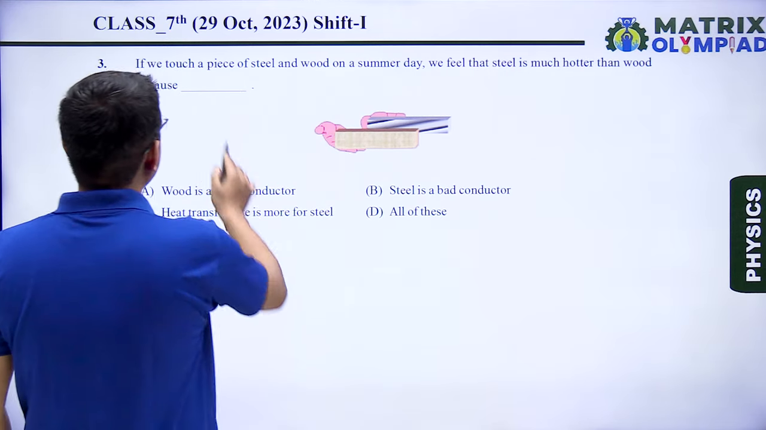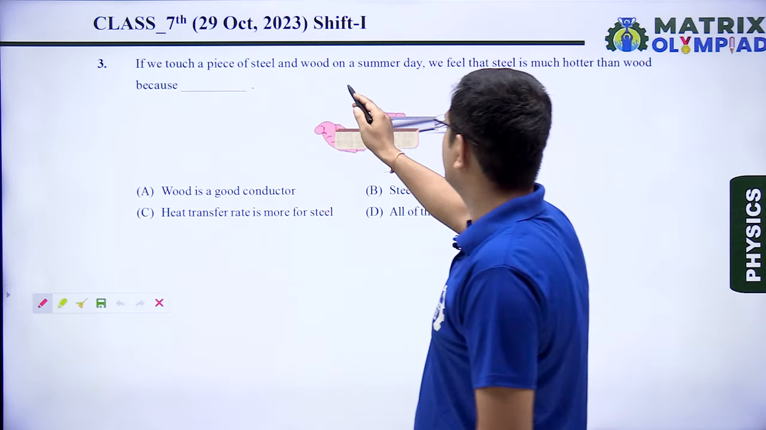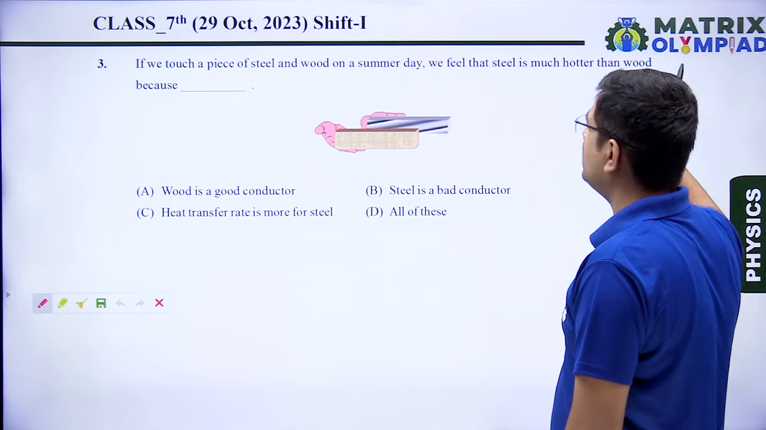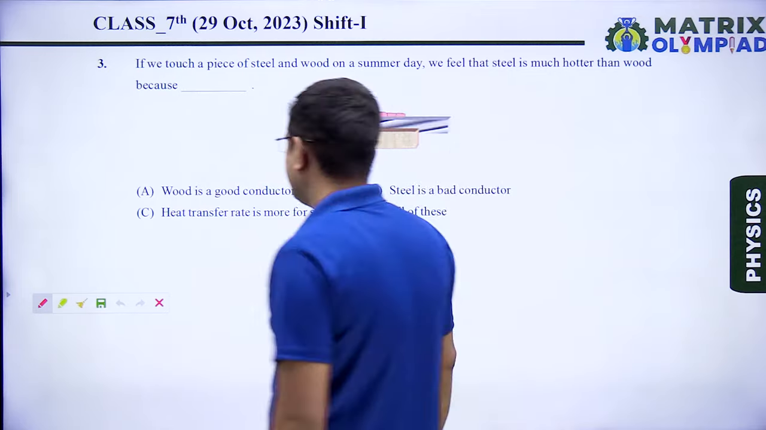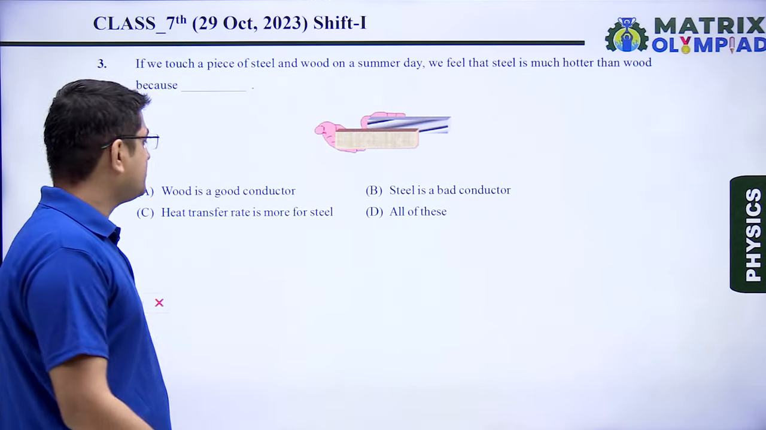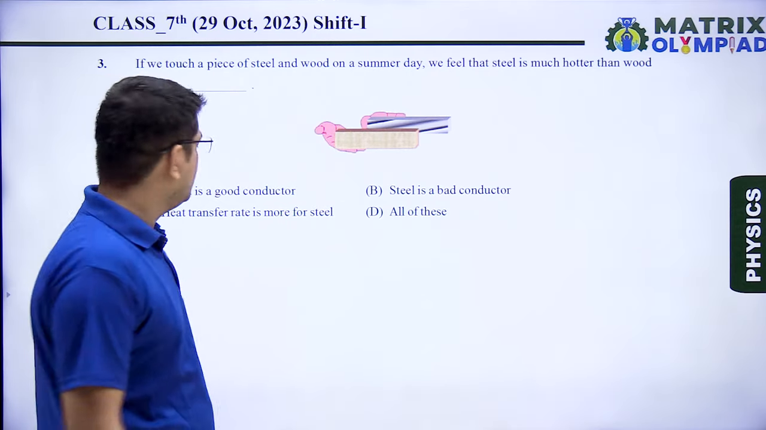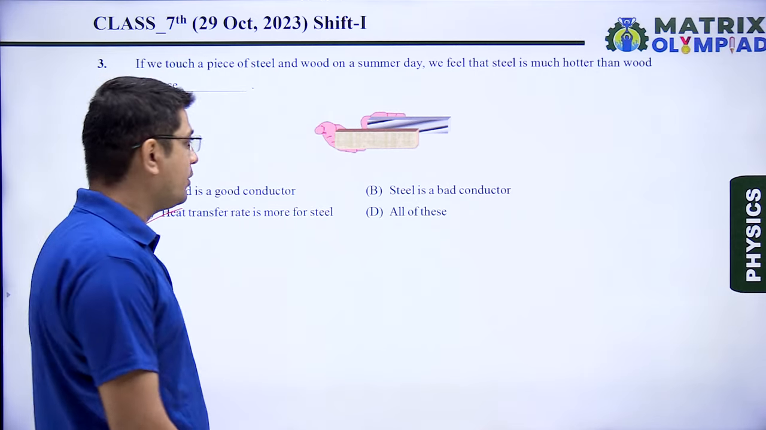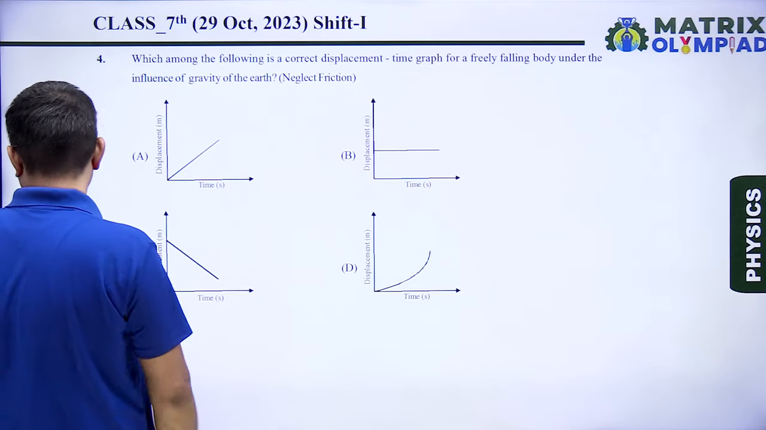Okay, if we touch a piece of steel and a wood on a summer day, we feel that steel is much hotter than wood, because we know that steel is a good conductor of heat. So the heat transfer rate is more in steel compared to wood. So directly we can say the option C is our correct answer. Okay. Next question, question number 4.